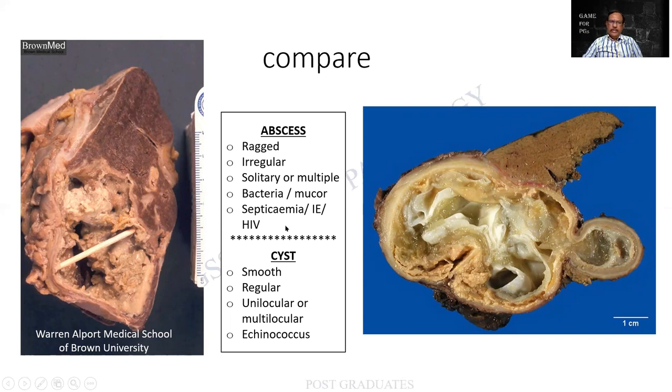So these are all the features that I had mentioned over here. Rarely there can be even fungal etiology such as a mucormycosis. And when it is coming to a cyst, it is usually smooth, regular, unilocular or multilocular, and in this case it has got a typical tender coconut-like appearance. Incidentally, it is not the spleen, it is picked up from the liver, but only to highlight the appearance of the hydatid cyst.